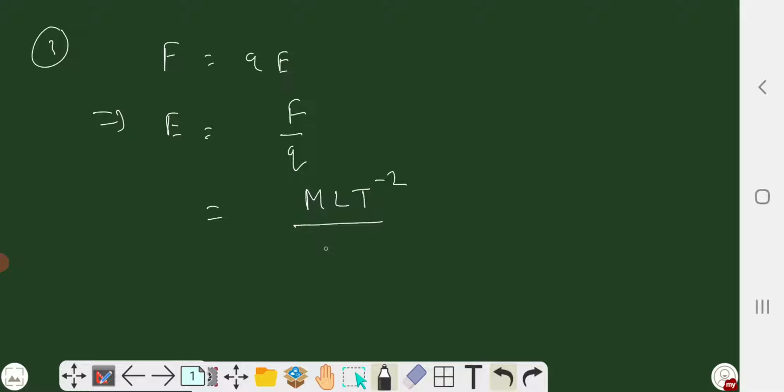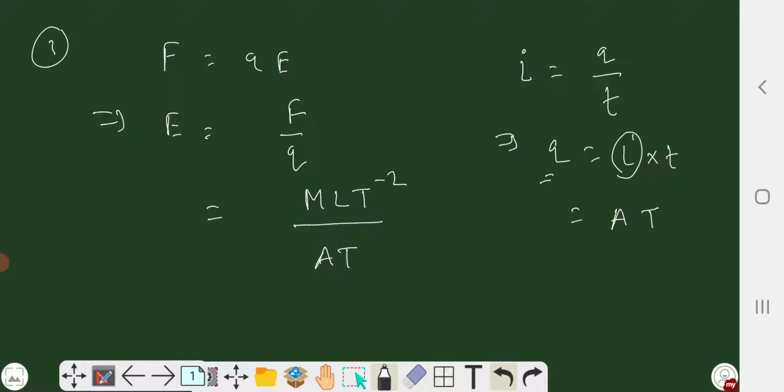Q is equal to AT. The dimensional formula of Q is AT. So how did I get it, if you don't know, just look here. I can use the formula for electric current, which is very simple. I equals Q upon T, that means charge per unit time. From here I will be writing Q equals IT. As we have to find the dimensions of Q, I have made a formula for Q here. Now the dimensions of I is A and time is T, AT. That's how I have written this AT.